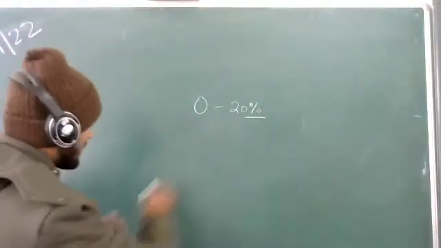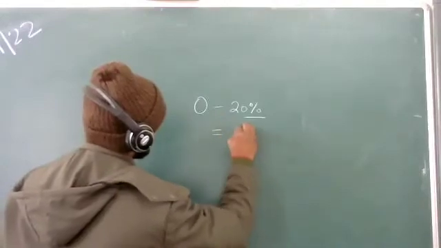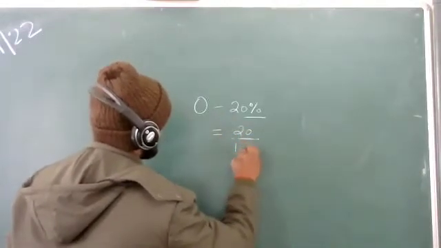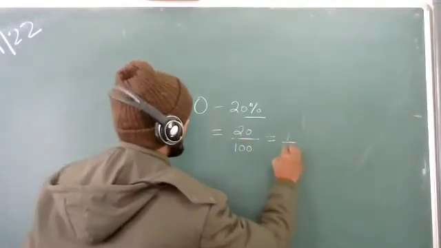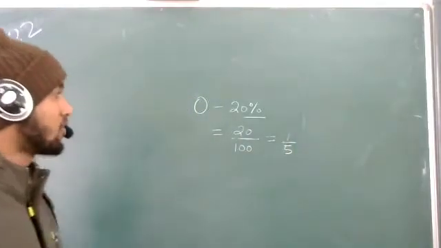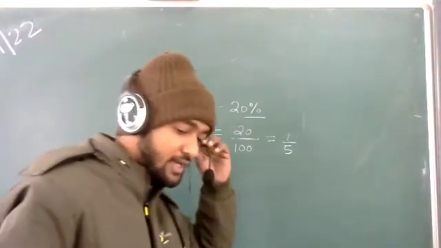So when we change a percentage into a fraction, what do we do? We divide by 100. So 20 by 100 will be equal to 1 by 5. So 1 by 5 part of oxygen is present in the atmosphere, or we can say air.